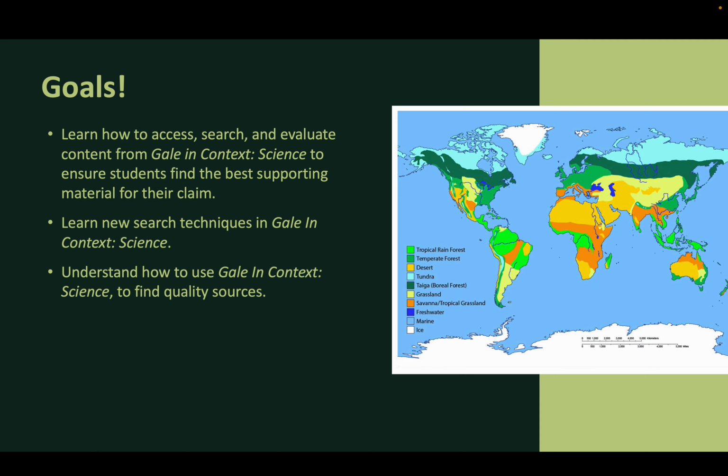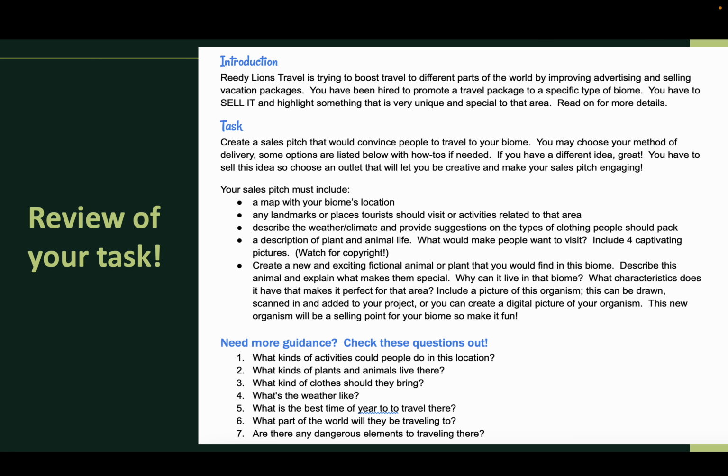So we're going to look at your task in just a second to make sure that you remember what you're doing. But the main task is to create a sales pitch as to why people should visit these biomes. And as you look at these different biomes, you're going to look at things that could live there, things that do live there, and why people should travel there. So we need to have enough research to answer those questions, as well as support your claim. So we're going to learn new search techniques, and we're going to understand how to find quality sources.